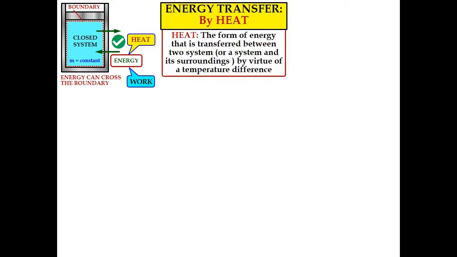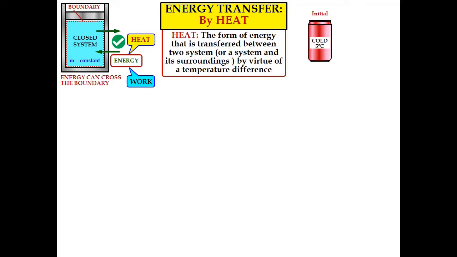Now we want to discuss the energy transfer, or energy crossing the boundary, through heat transfer. So, energy transfer by heat. Heat is actually the form of energy that is transferred between two systems, or a system and its surroundings, by virtue of a temperature difference, which means the keyword for heat transfer is the temperature difference.